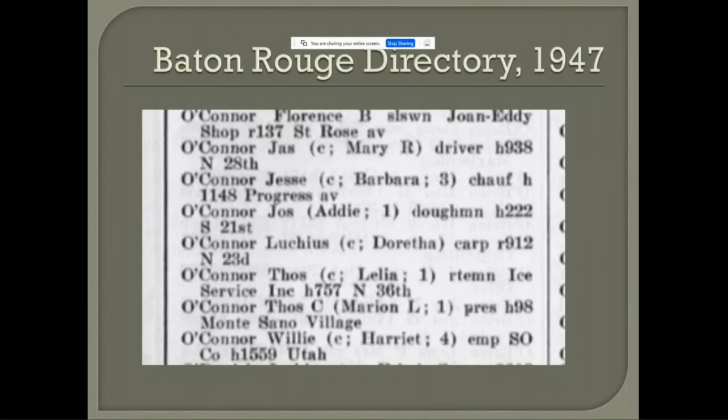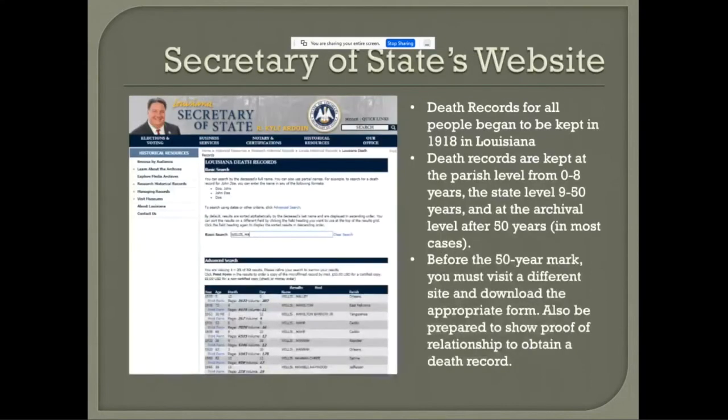But if you're having a hard time finding a person or finding their relationships, city directories are a great place to look to figure out who they were, where they were living, who they were married to. And this can get you back to 1940.